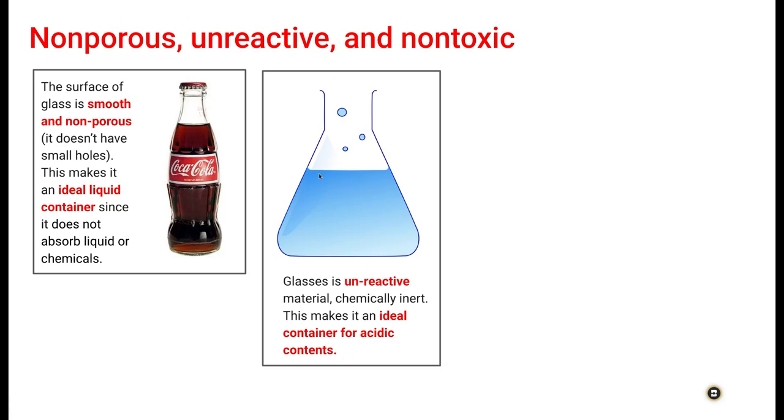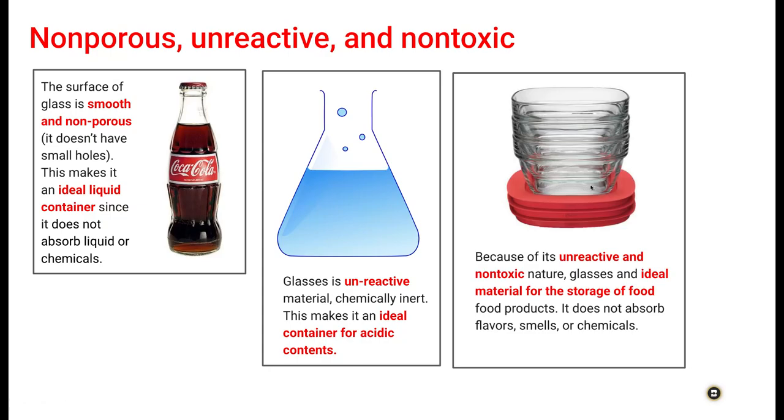When you do science, a lot of your beakers are glass because they are unreactive and non-porous, so they don't react with the acids and bases that you put in them. Okay, and it's a very popular food storage solution because you're not going to get any toxins leaking into your food, and similarly the food's not going to react with the container.